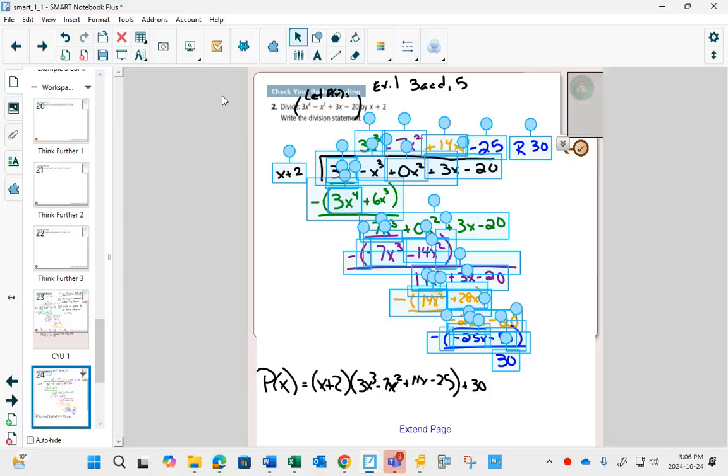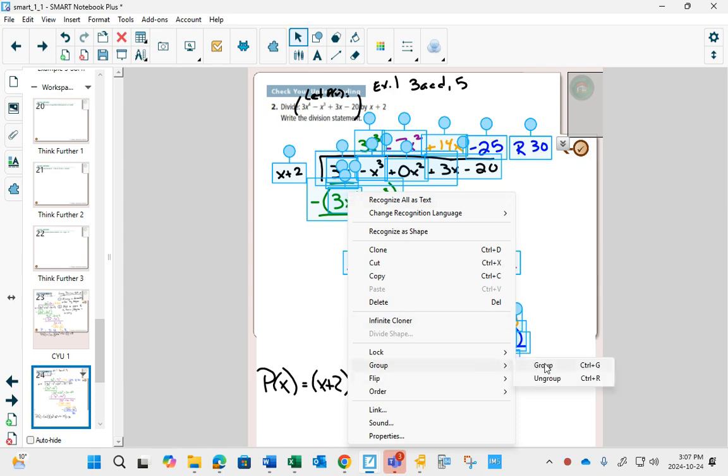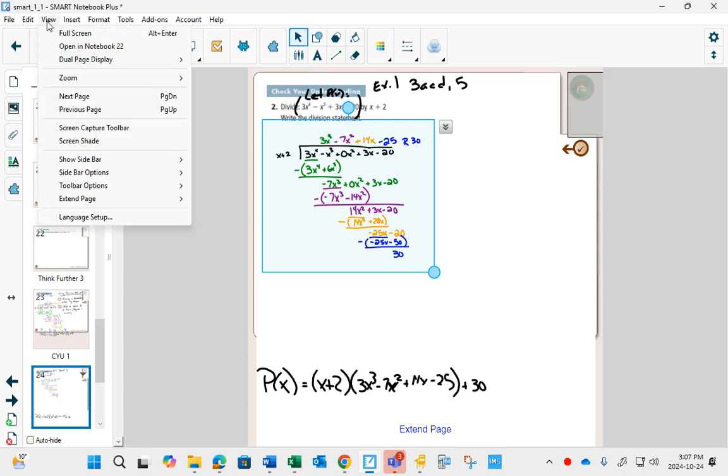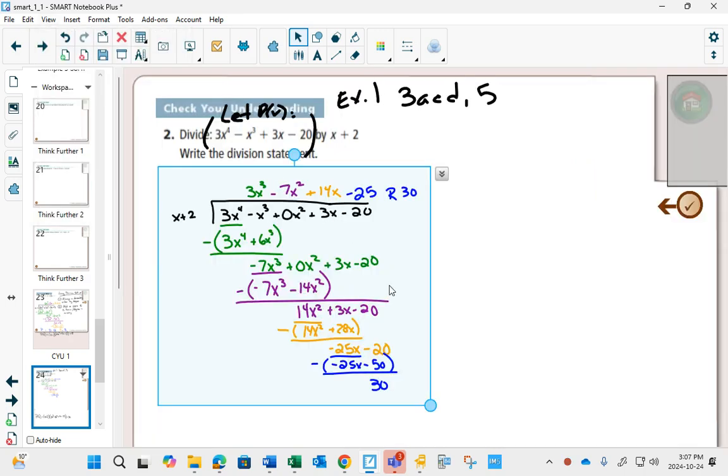Doesn't work anymore. I think if I right click, it'll work. I'm going to group them all. There we go. I'm going to make this smaller so we can see it all on the page width.